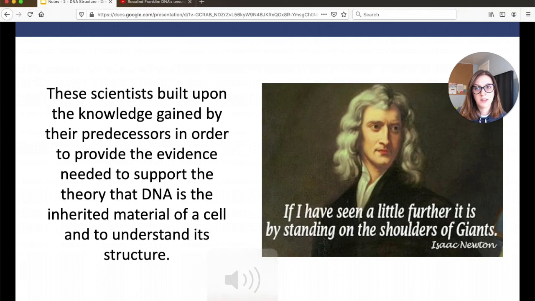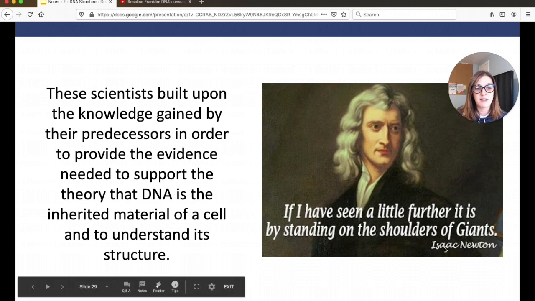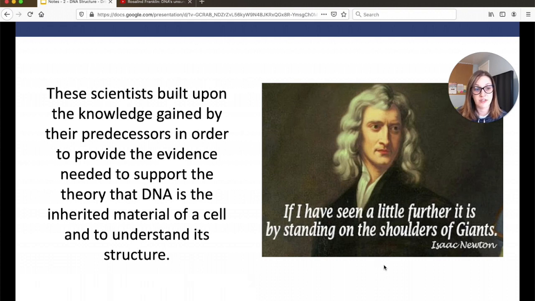All right, so let's summarize. The scientists we've learned about, starting all the way back from the experiments to now, have built upon the knowledge that they gained from their predecessors before them. And by doing so, they were able to develop and provide the evidence needed to support the theory that DNA is the inherited material of cells and to understand its structure. One of my favorite quotes that I feel is very relevant to science is that one by Isaac Newton, which says, "If I have seen a little further, it is by standing on the shoulders of giants," essentially meaning we don't know what we know today without having learned from the people before us.